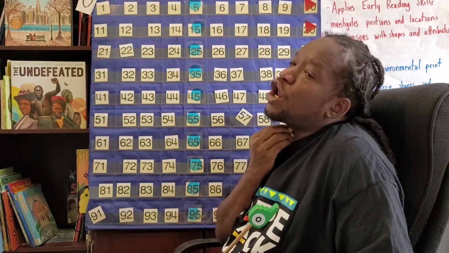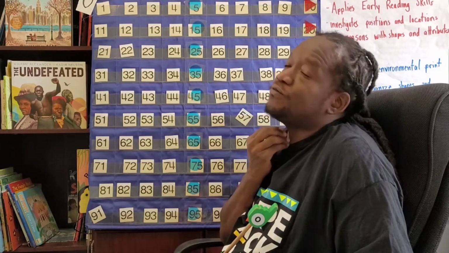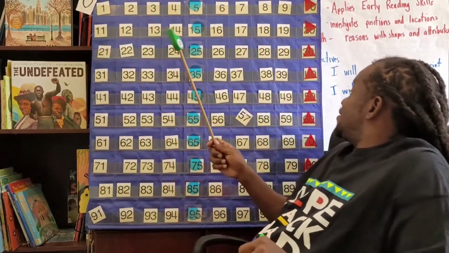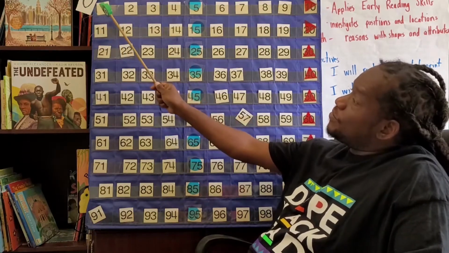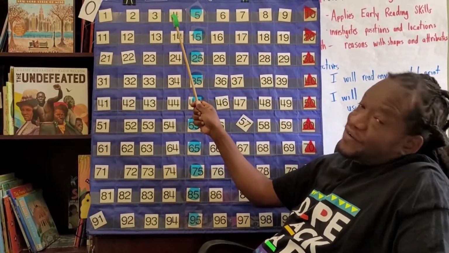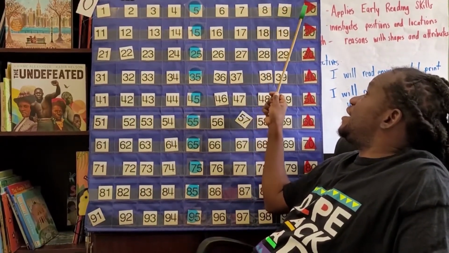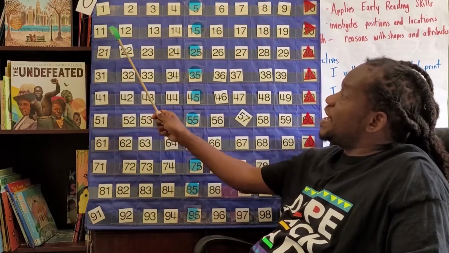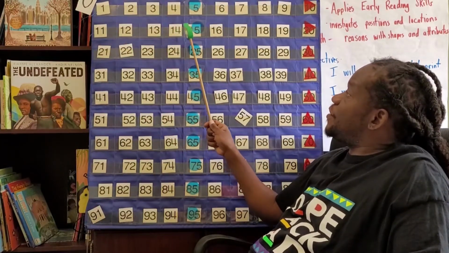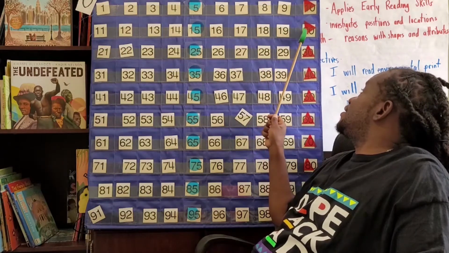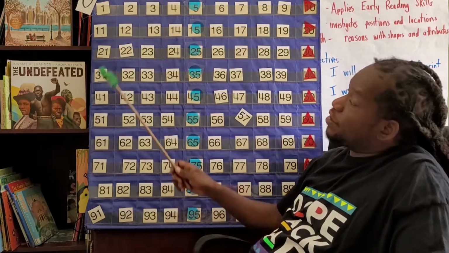Warm up your voices. La la la la la la la la la. Okay, are you ready? Here we go. 0, 1, 2, 3, 4, 5, 6, 7, 8, 9, 10, 11, 12, 13, 14, 15, 16, 17, 18, 19, 20. That's right, we got to slow down a little bit.